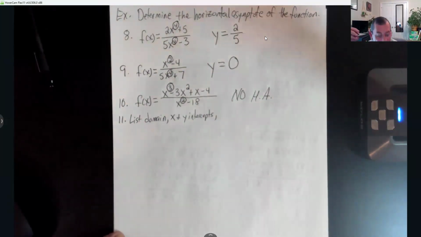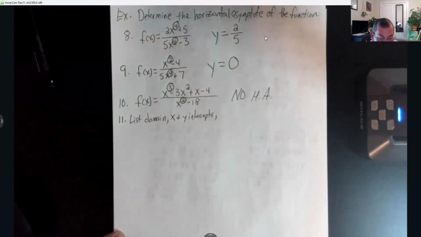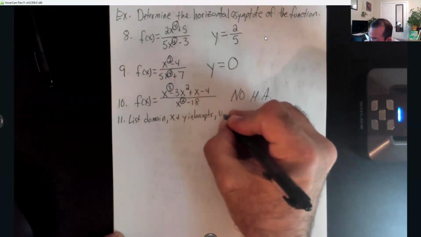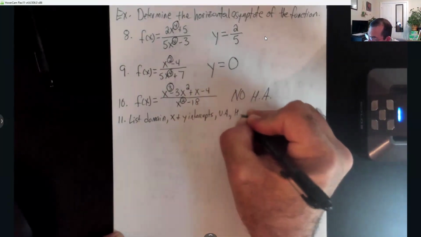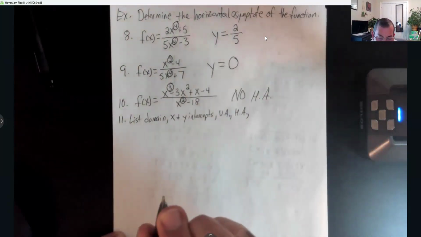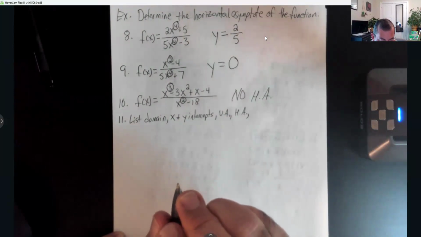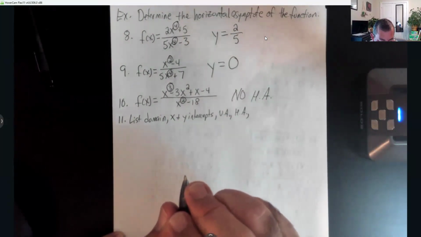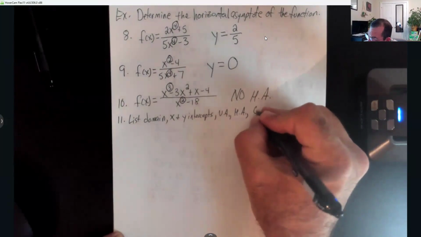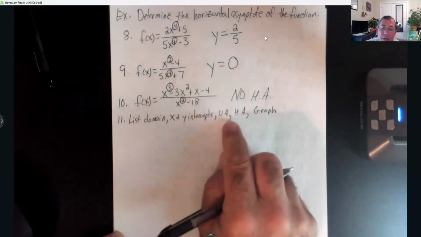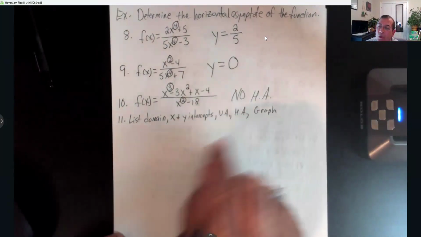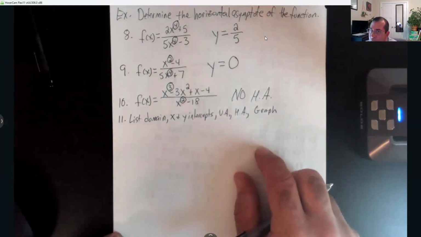So I'm going to show you how to find the x and y intercepts. And then they want the vertical asymptote, horizontal asymptote, and graph it. Now, once again, when it asks for an oblique asymptote, you put none because we don't do those in here, okay?